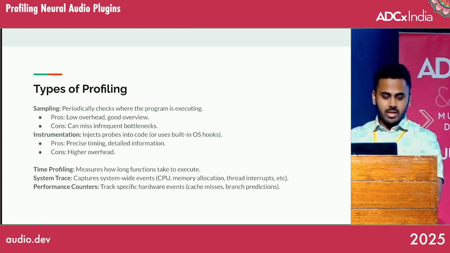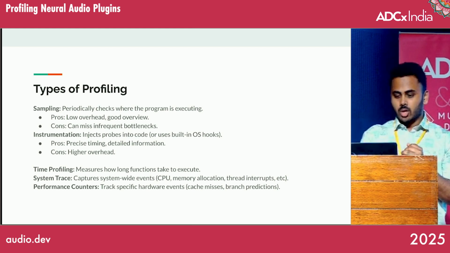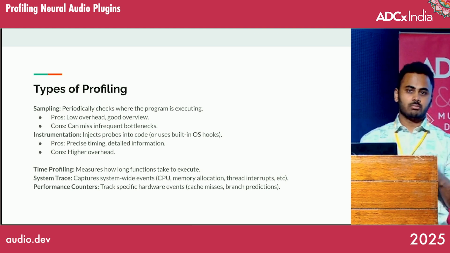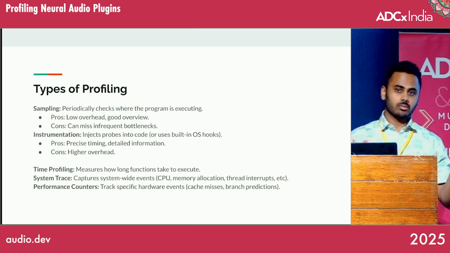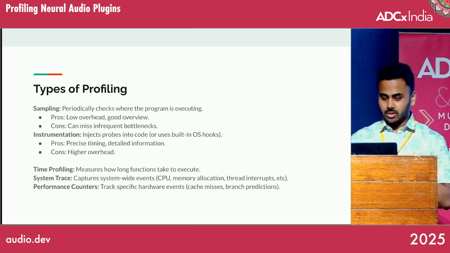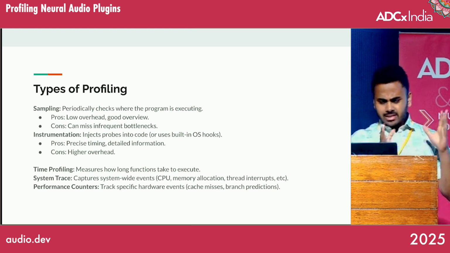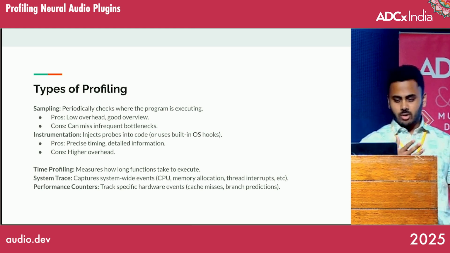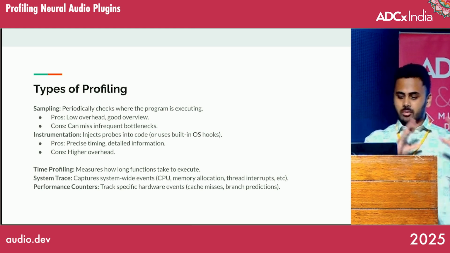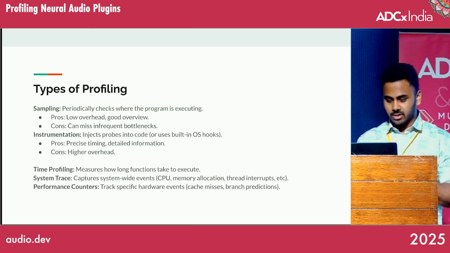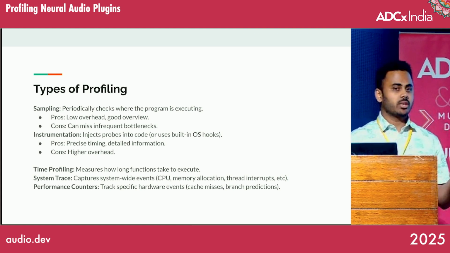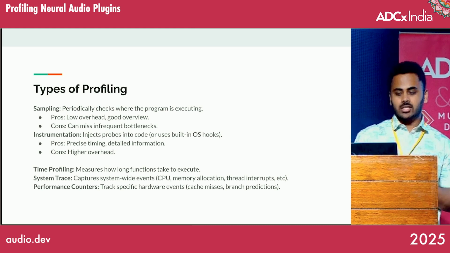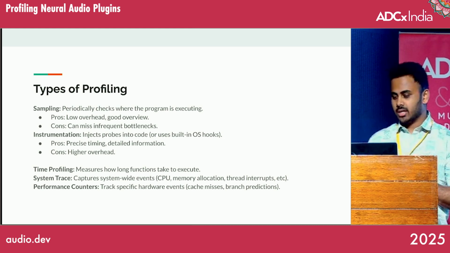Again, with the different types of profiling, you have something called time profiling. It measures how long functions take to execute. In essence, it'll tell you, okay, these are all the function calls that happen, and this is the time it generally took, not a particular function. And then it's generally sample based, and you have something called system trace, where you capture pretty much all system-wide information like CPU cycles, memory allocation, thread interrupts, and stuff. And then you also have something called performance counters, which track specific hardware events. You could see cache misses, branch prediction misses, and stuff like that.